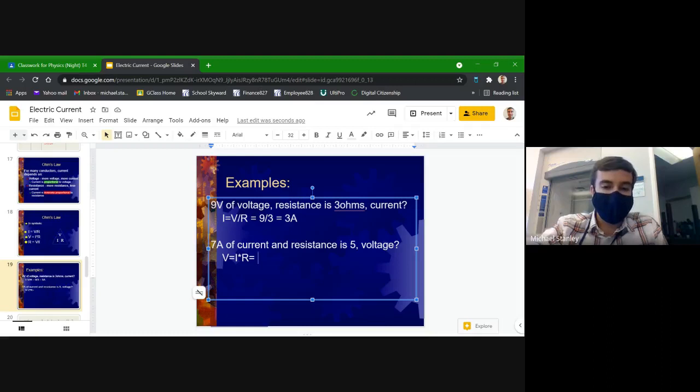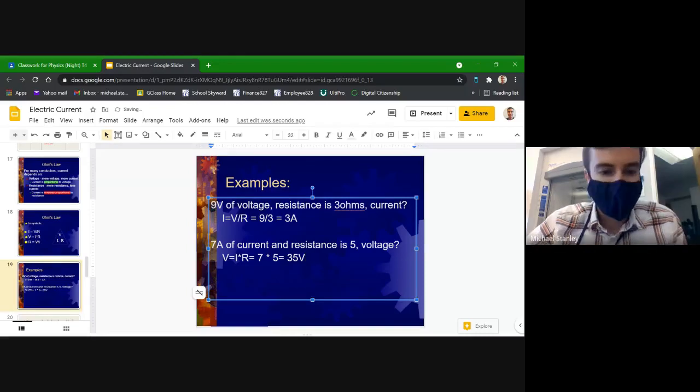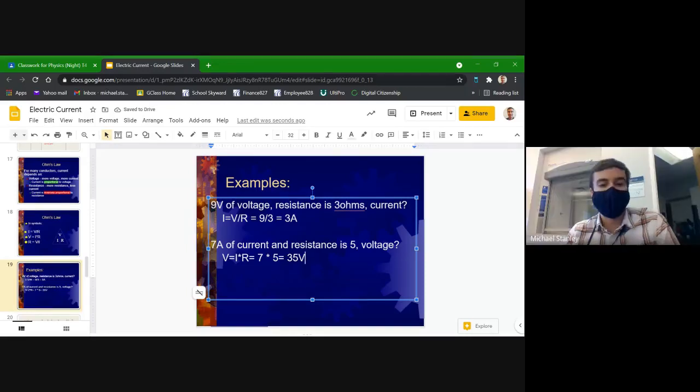So our current is 7. Our resistance is 5. So how many volts do we have powering this system? 35. 35 volts. Bingo. So we have 35 volts of potential difference that is pushing 7 amps of current through 5 ohms of resistance. All right, very nice.